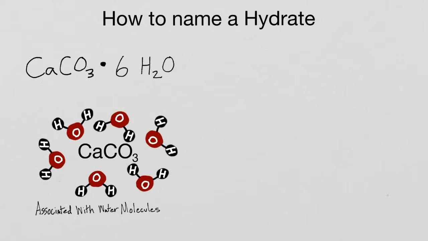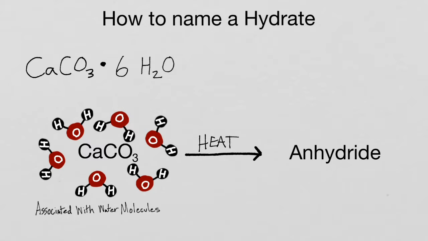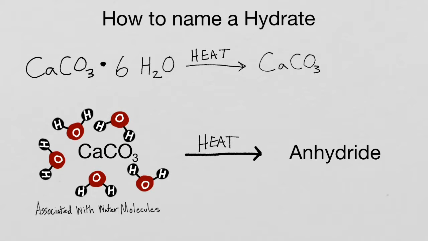We should probably note here that by heating a hydrate, we can actually turn that into something called an anhydride. By heating up these elements or these water molecules, we can actually get them to evaporate off, and then they go away. So in the case of our example molecule, calcium carbonate with 6 waters, if we were to heat those up, we would get back just calcium carbonate.